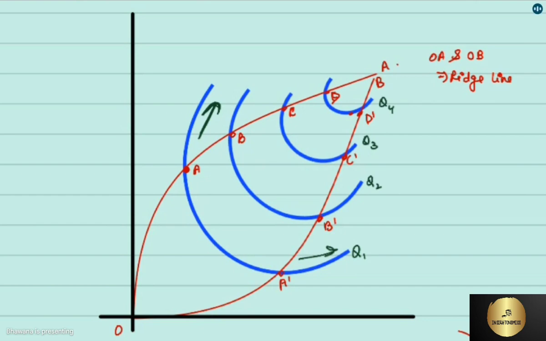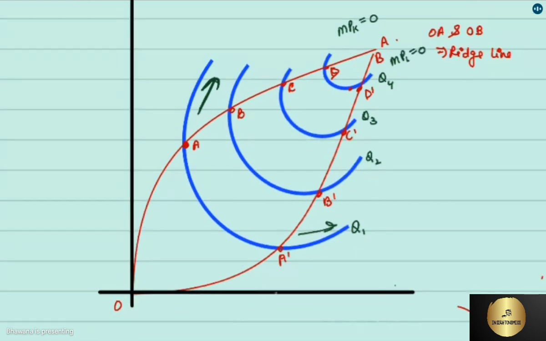Okay, so that means above this ridge line OA, the marginal product of capital is 0, and below this ridge line OB, the marginal product of labor is 0. Because based on the law of diminishing marginal returns, as you keep increasing the employment of labor, a point will come after which the marginal productivity of labor becomes 0. And after that, if you want to produce the same level of output, you need to add capital, and that's why your curve is upward sloping.